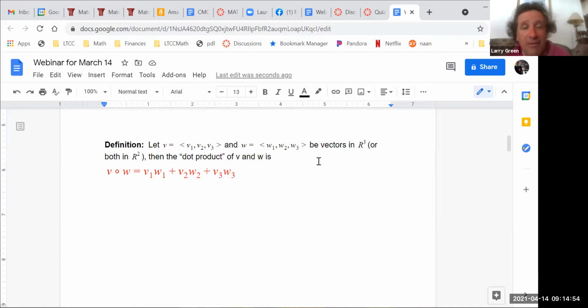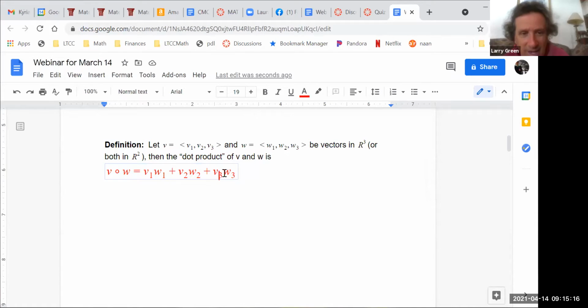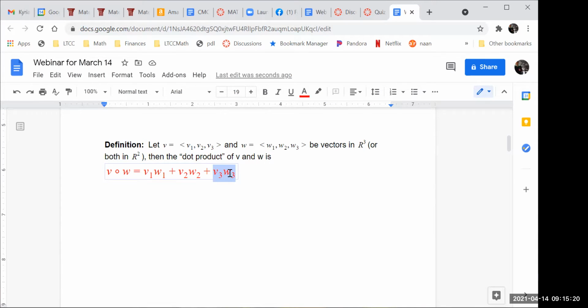What would happen if it was R2 instead of R3? What do you think would happen to this dot product? Any thoughts? What would the definition look like if we were in R2 instead of R3? We would only have 2 terms, not the last term. Exactly. You get rid of the V3 W3. You just get rid of that. What if you were in R100? Any thoughts?